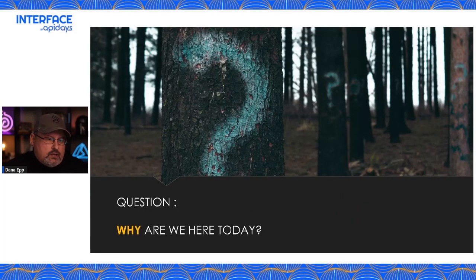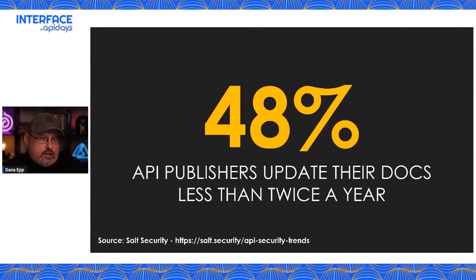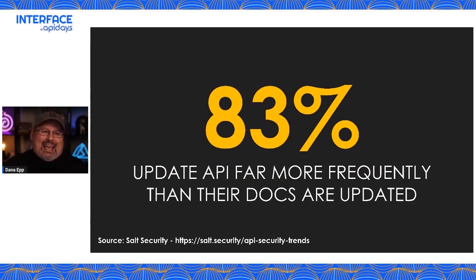Like that's really the crux of what are we trying to accomplish? Well, Salt Security has this really interesting report that I encourage you to go check out at salt.security/API security trends. URL's at the bottom right there. But here's one of the interesting stats that came out of their research report that I thought was really cool. 48% of API publishers update their docs less than twice a year. So let's think about that for a second. Half of the APIs out there are only getting updated docs twice a year. But the reality is 83% of them do report that they're updating those APIs more frequently than that.